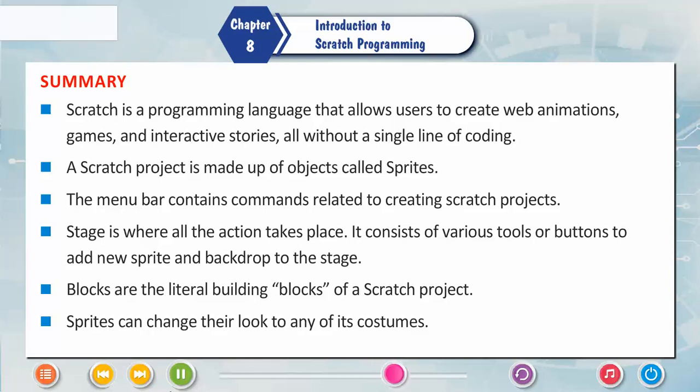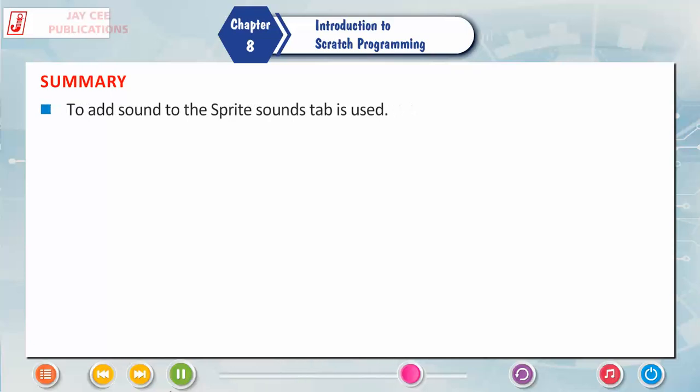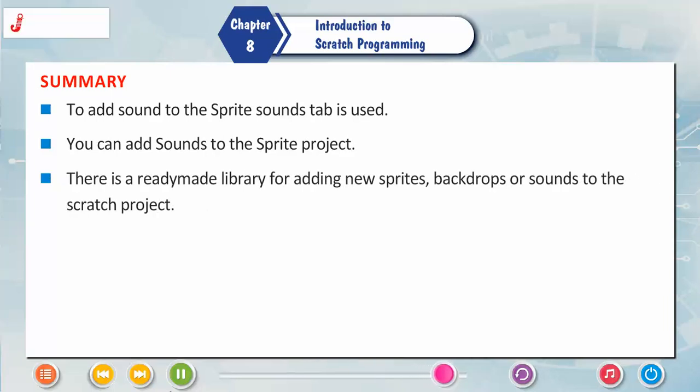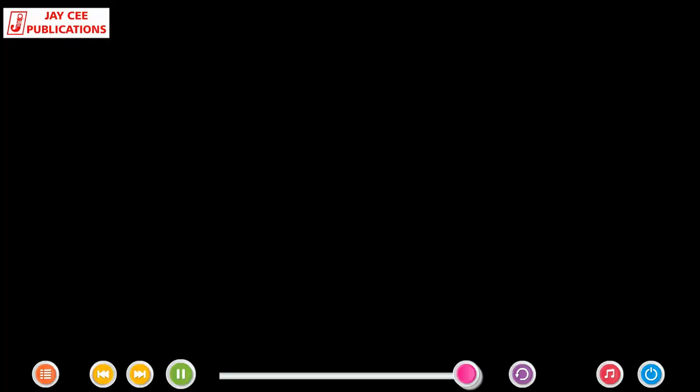Sprites can change their look to any of its costumes. To add sound to the sprite, the Sounds tab is used. You can add sounds to the Sprite project. There is a ready-made library for adding new sprites, backdrops or sounds in Scratch projects. Fill in the blanks.